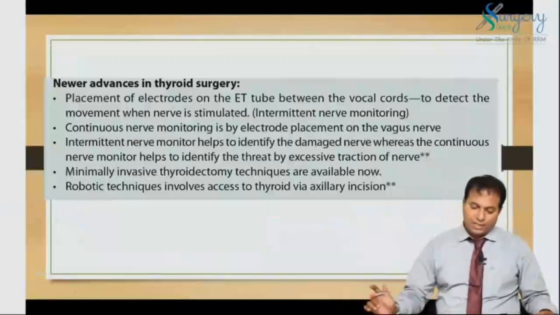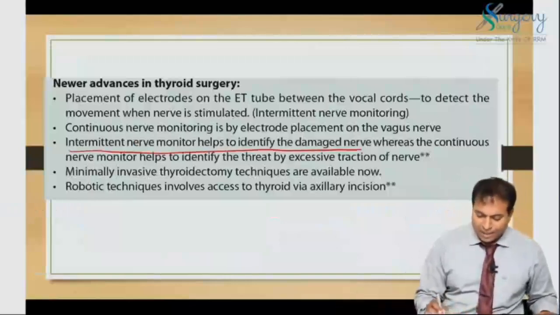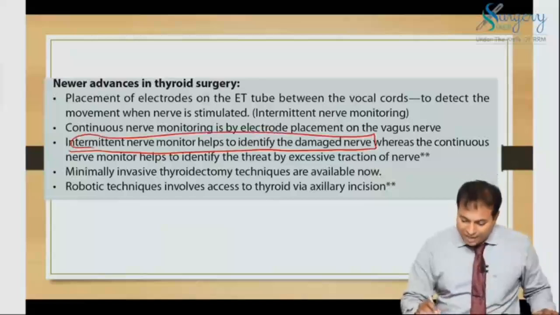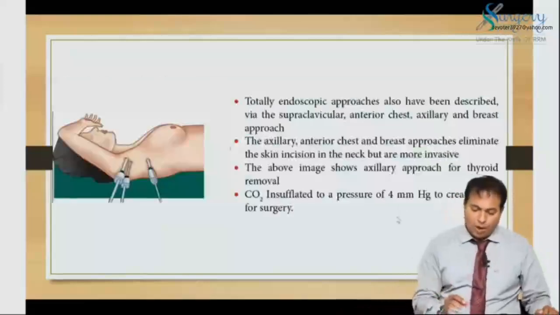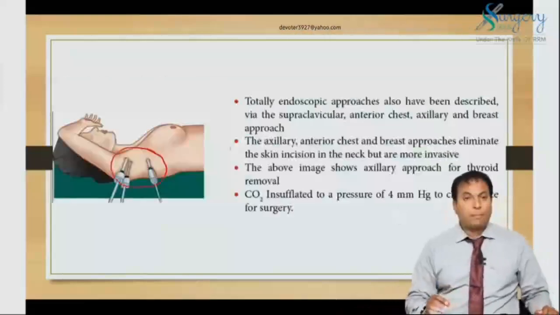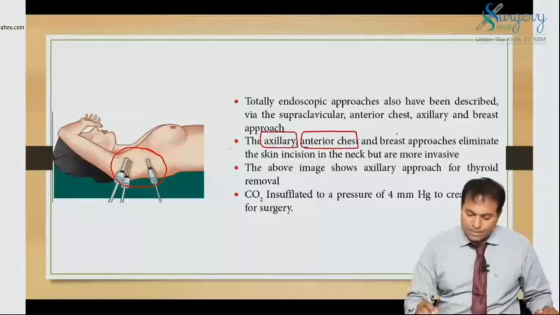So the recent advances, please don't forget: intermittent nerve monitor helps to identify the damaged nerve. That's all, we can identify the damaged nerve. Whereas the continuous nerve monitor helps to identify the threat by excessive traction. It can prevent the injury. Okay. So this is robotic or transaxillary. We can go like this. So the approaches can be axillary approach, anterior chest approach, breast approach, or various approaches to reach the thyroid.